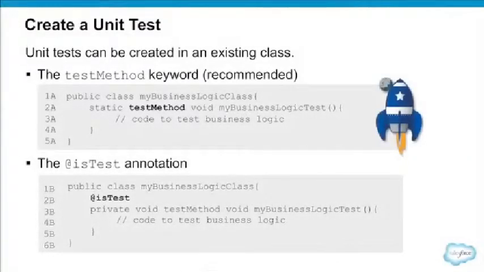Okay, so how do we create a single test? Well, there's a one-to-one correlation between a test method and a single test. So what we could do is create a method and mark it with either the testMethod keyword, or we could mark it with the isTest annotation. This identifies a single test.